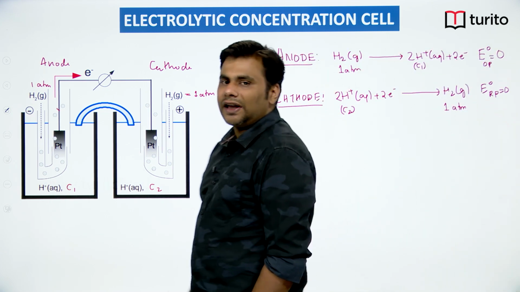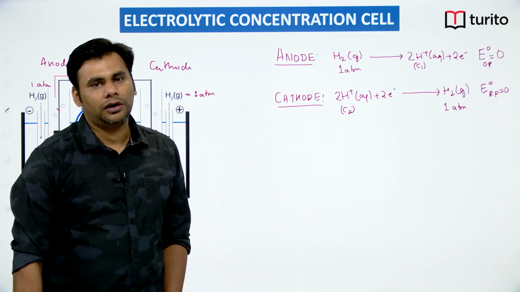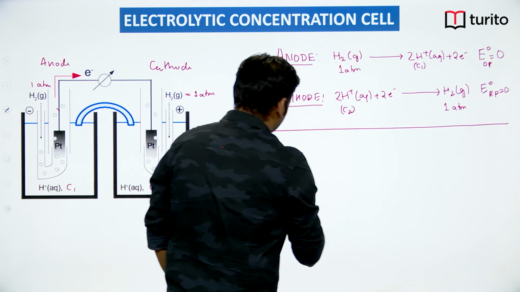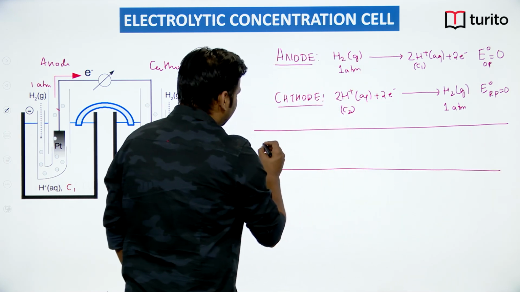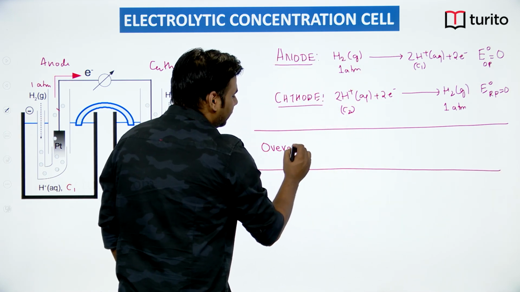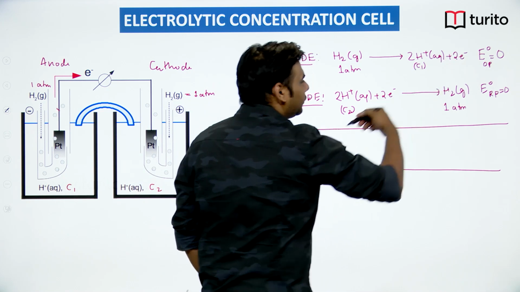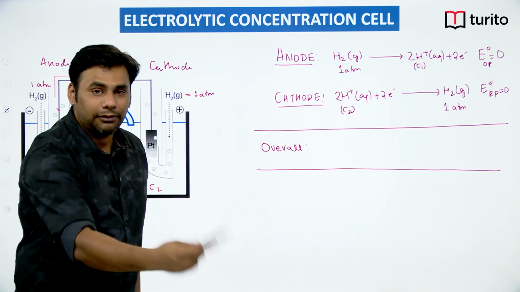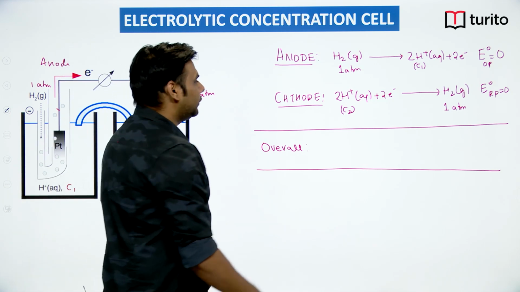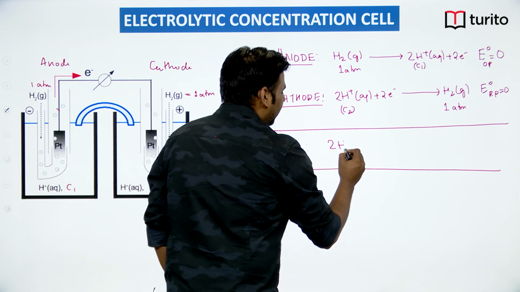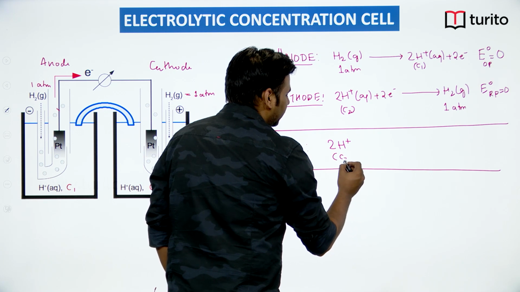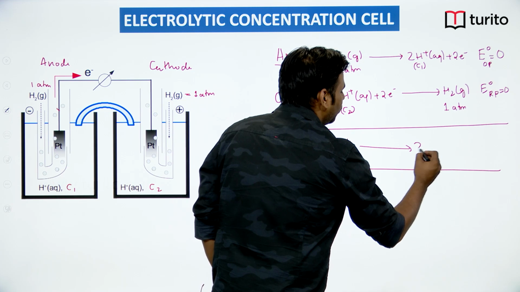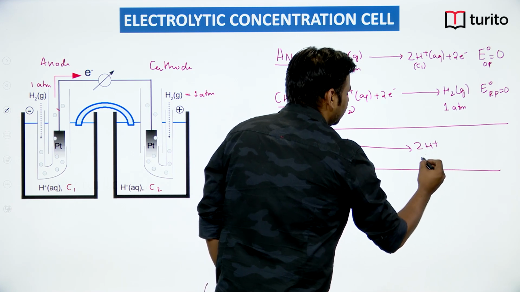Okay, now let us add the two reactions to get the overall reaction that is happening in this concentration cell. So when we add these two, you can clearly see that the electrons would get cancelled out. Both the hydrogen gas had the same activity or the same partial pressure, so they will also get cancelled out. So we will be left with 2H plus with concentration C2 changing into 2H plus with concentration C1.